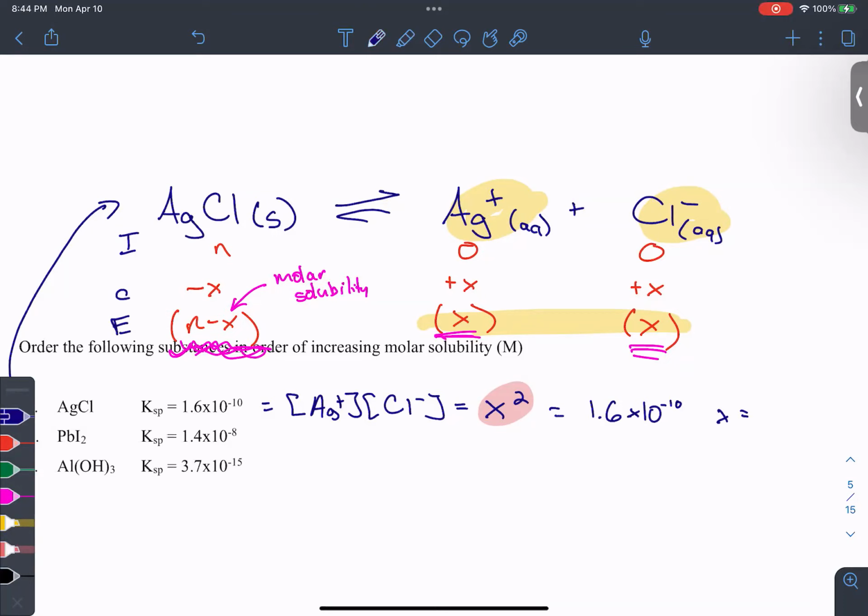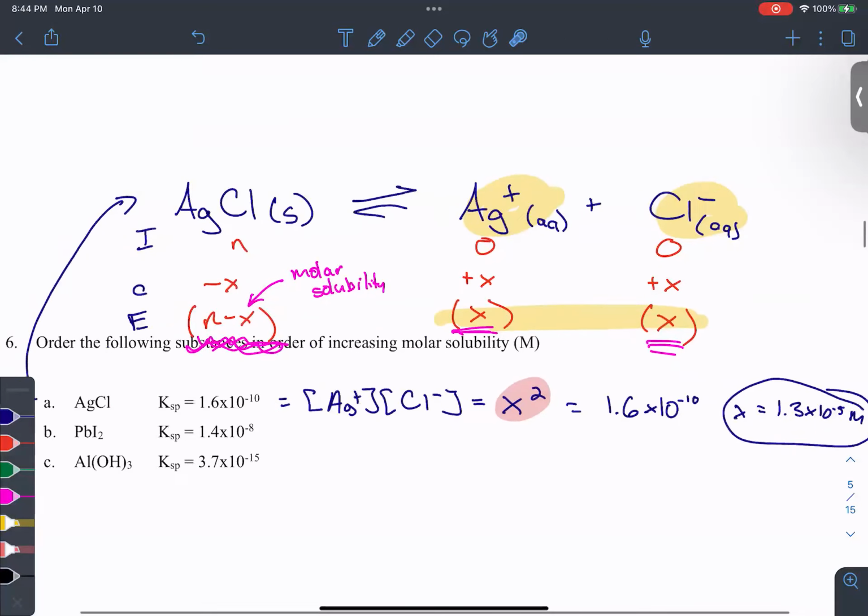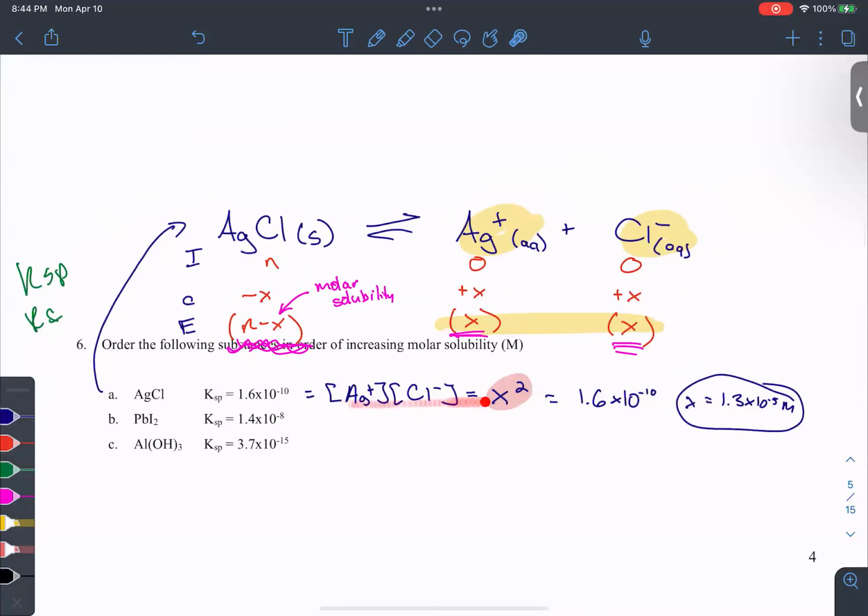So X in this case is 1.3 times 10 to the negative 5 molarity. What that means is if you have a liter of solution, a liter of water, only 1.3 times 10 to the negative 5 moles of silver chloride will actually go into solution. That's a really small amount, really small amount. Okay, so let's do the next one, because this calculation is relatively straightforward once you do one of them.